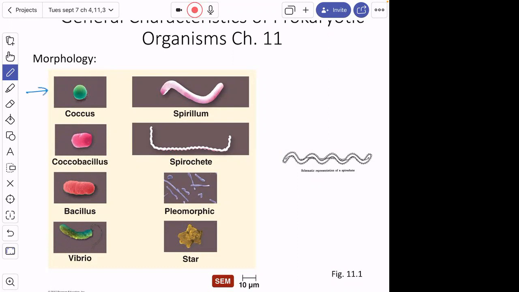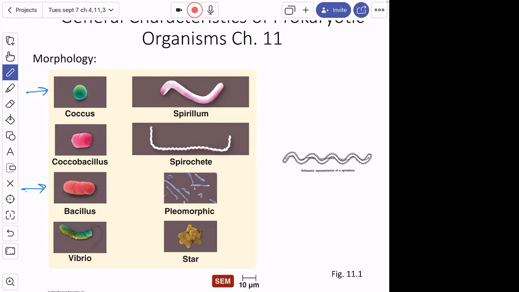Cells that are round, we have a special name for them. We call them a coccus. Coccus singular, cocci plural. That just means a round cell. And then this is the other most common shape or morphology of a cell, a rod shape, and we call that a bacillus. Okay, so if you're in lab, you're going to see lots of cocci, lots of bacilli.